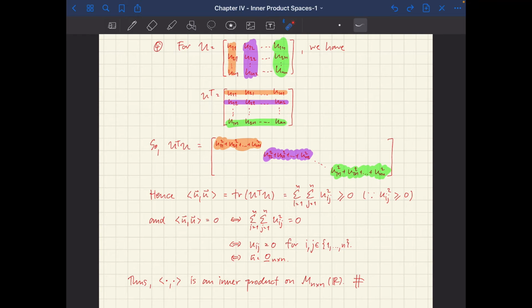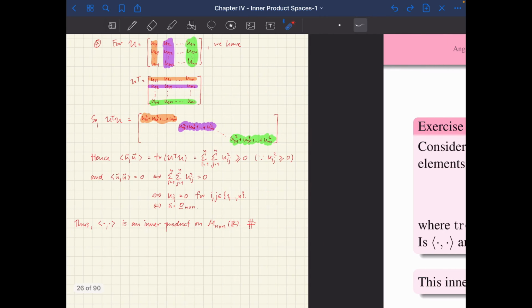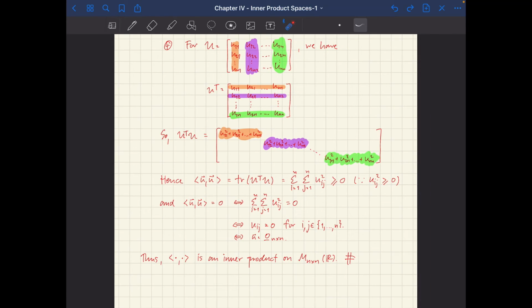And what does it mean? It means that each entry of the matrix U is 0, and we can conclude that U is the 0 matrix, like this. So that's why we can conclude that this function is an inner product on the set of square matrices. Okay. If you need to copy this page, please pause it.